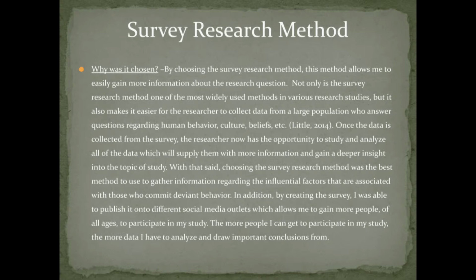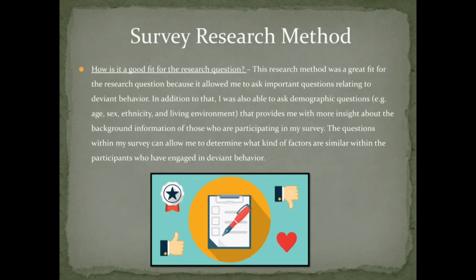Once the data is collected from the survey, the researcher now has the opportunity to study and analyze all of the data, which will supply them with more information and gain a deeper insight into the topic of study. With that said, choosing the survey research method was the best method to use to gather information regarding the influential factors that are associated with those who commit deviant behavior. In addition, by creating the survey, I was able to publish it onto different social media outlets, which allows me to gain more people of all ages to participate in my study. The more people I can get to participate in my study, the more data I have to analyze and draw important conclusions from.